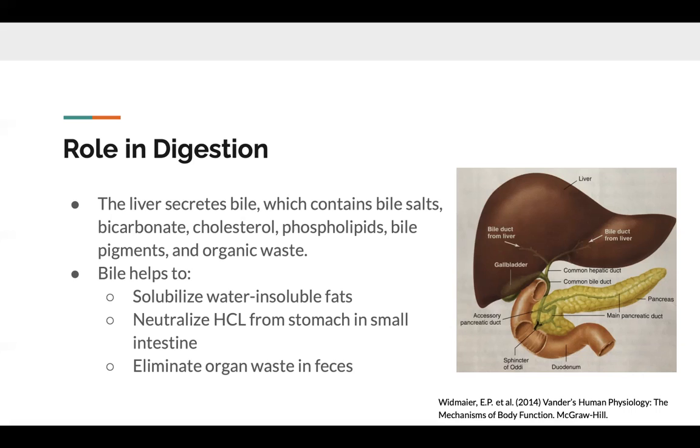The bile salts in the bile work to solubilize dietary fats, thereby increasing the rate at which the fats are digested and absorbed. Bicarbonate in the bile, on the other hand, helps to neutralize stomach acid in the small intestine and prevent further damage. As mentioned before, organic waste in the bile travels through the digestive tract and is eliminated from the body.